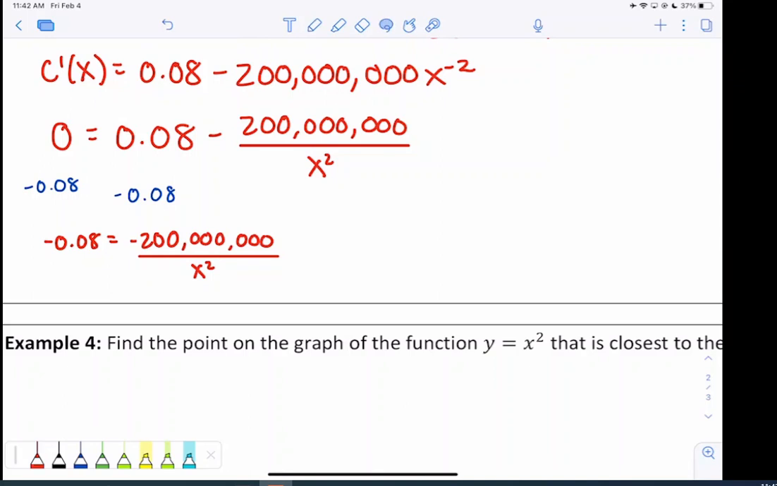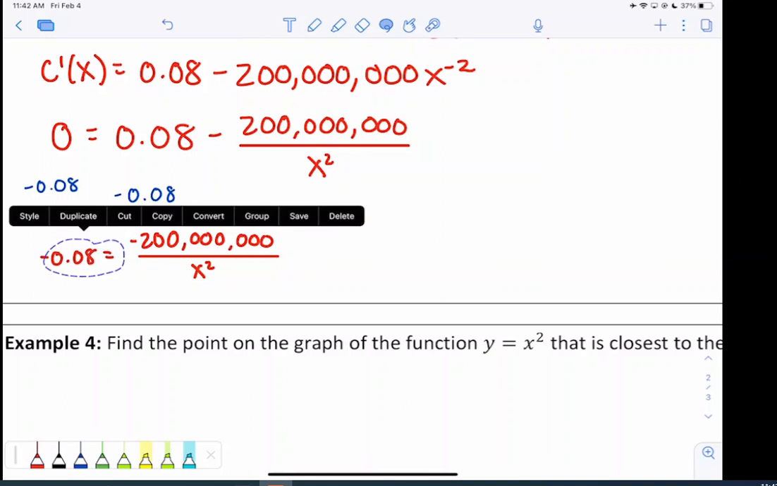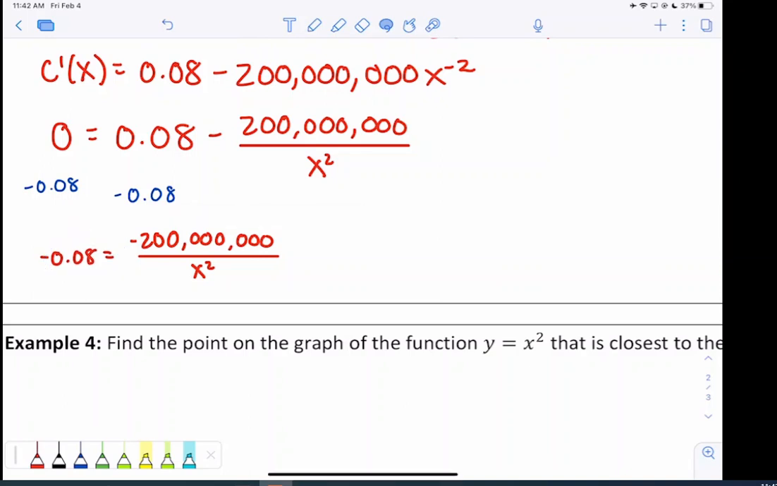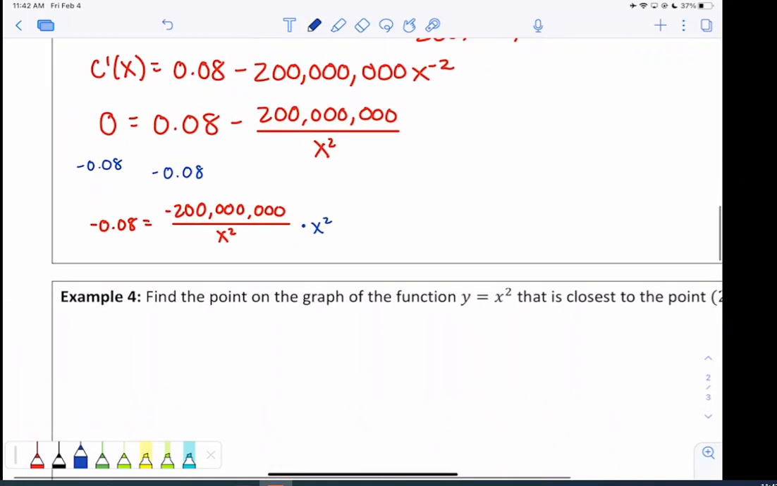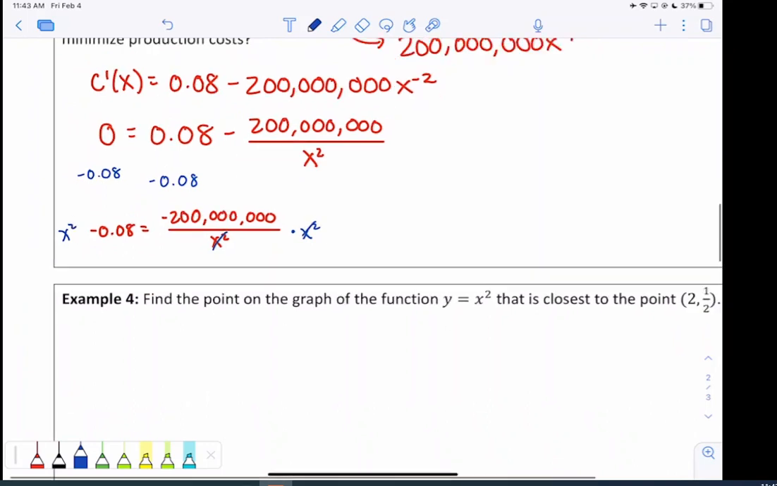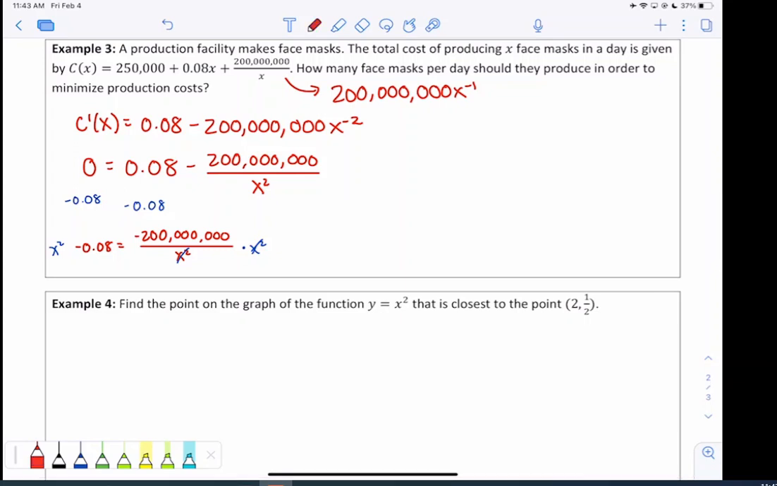What could I do now? Yeah, I hate it, it makes things a little more complicated when my variable's in the denominator of my fraction and I'm trying to solve. So an easy fix to that is just multiply both sides by your denominator. And that will cancel your variable out from your denominator and will give you negative 0.08x squared equals negative 200 million.